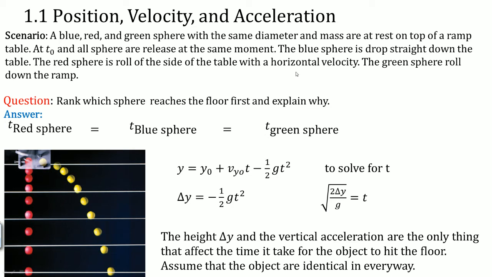All right? Even if the object goes down a ramp, the time value is still the same. It all depends on the height as well as the gravity. The height of the ramp is the same as the height that the red ball drops down, or the sphere that goes off with a horizontal velocity.